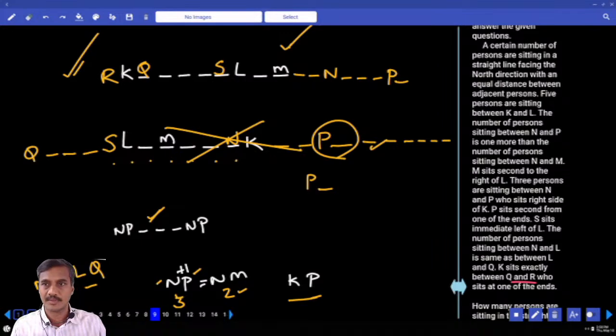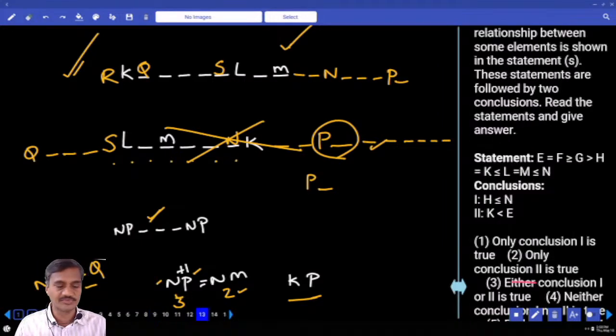Done with this? Now this is about question numbers 9 to 12. The next one, the 13th one. Now question number 13 onwards, it is based on inequalities. Then 13 to 15 inequalities, the relation between H and N.